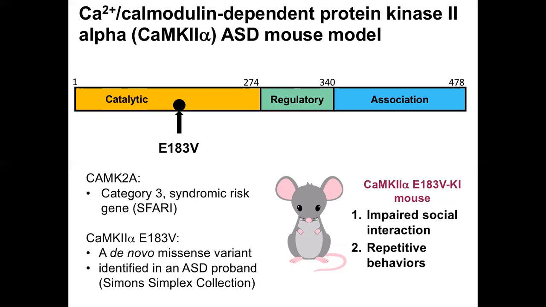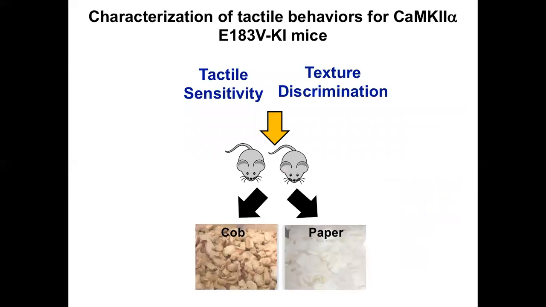The mice that we use are referred to as E183V knock-in mice, and these mice exhibit the core phenotypes of ASD. While I was in the process of beginning to characterize tactile behaviors for our E183V mice, the DSC facility changed the bedding from a coarse cob bedding to a smooth paper bedding. This impacted my ability to reproduce some initial key findings. To overcome this challenge, I bred mice on separate cohorts of cob or paper bedding and characterized these behaviors in parallel. In the interest of time, I will just summarize my findings, and I encourage you to come to my poster for more information.